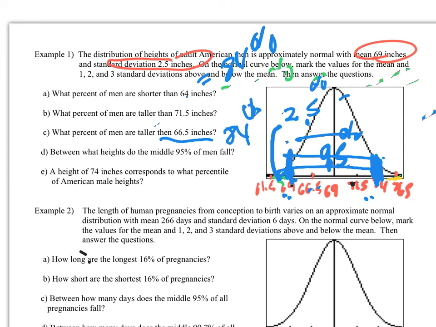The height must be greater than or equal to 74. If you're greater than 74, then you are in that top percentile. He wants to know what percentile was exactly the 74. And that was the 9, did you add it up? 97.5%.